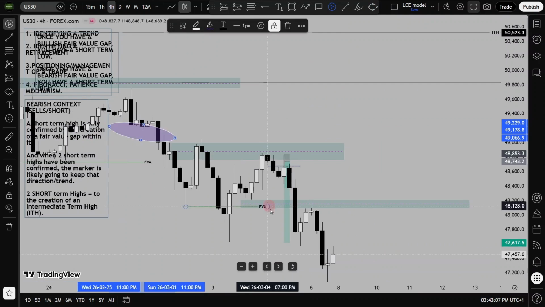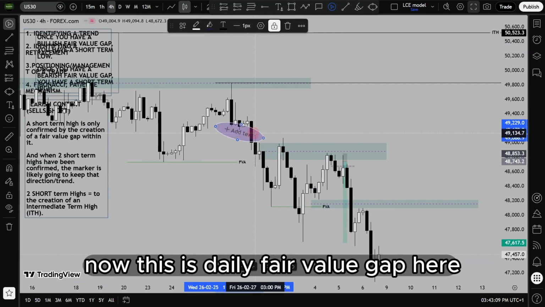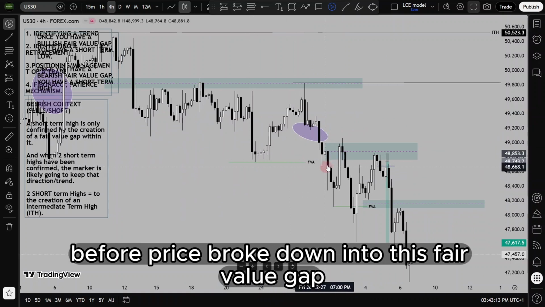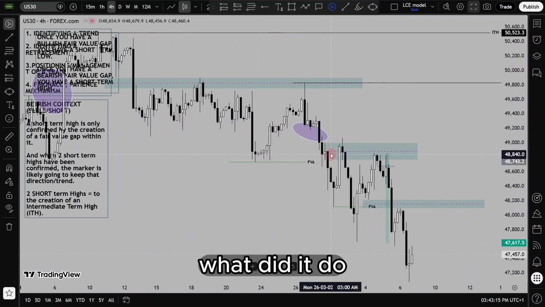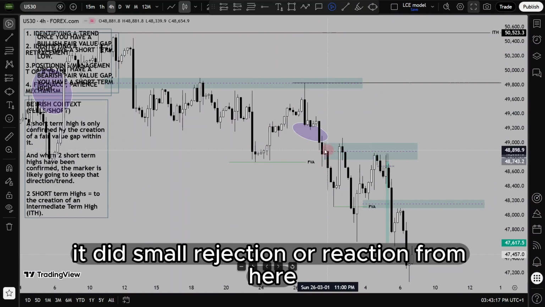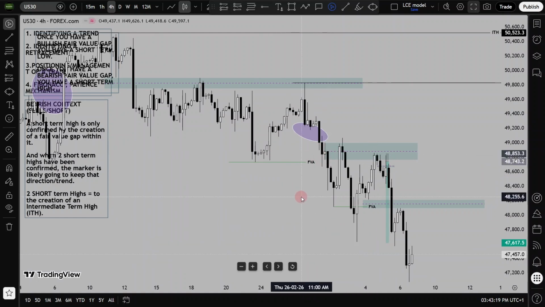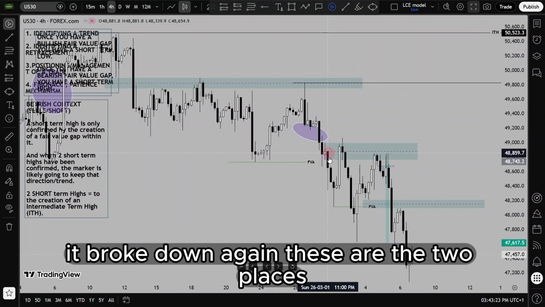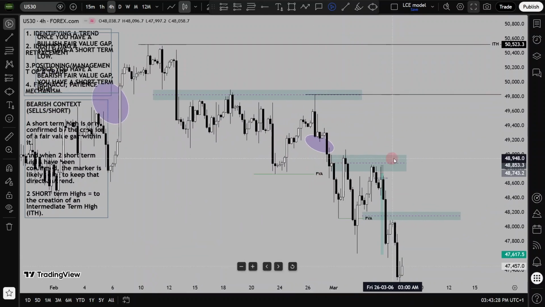Good. Now this is the daily fair value gap here. But under the fair value gap, before price broke down into this fair value gap, what did it do? It did a small rejection or reaction from here. So now, as price did this, it broke down again. These are the two places.